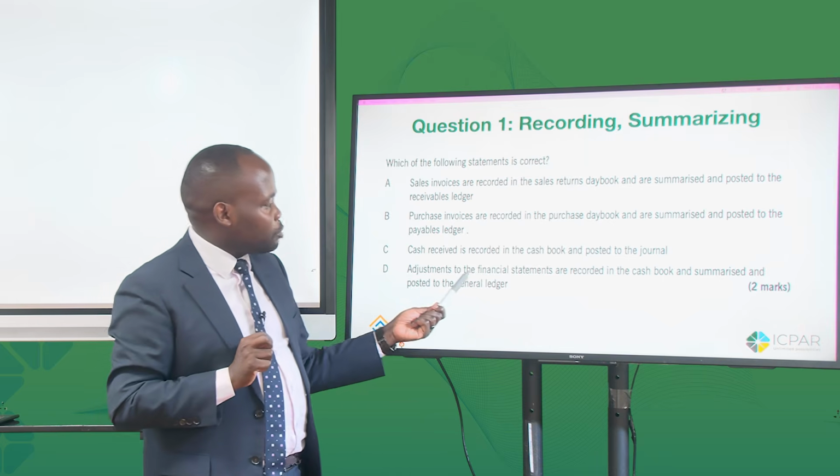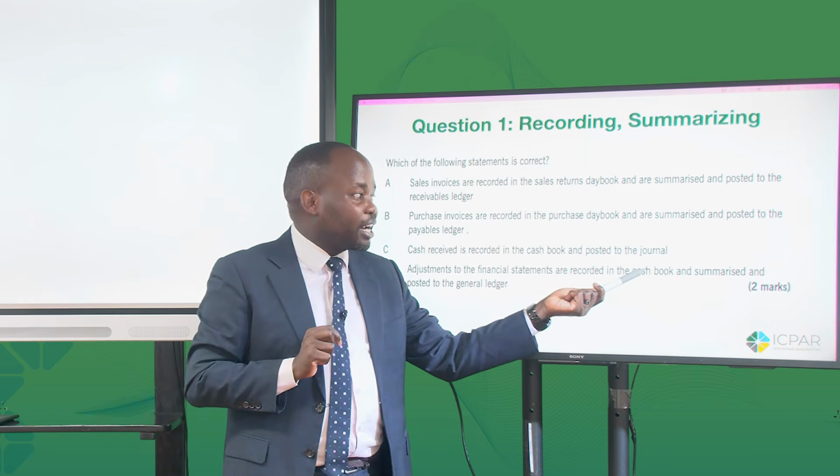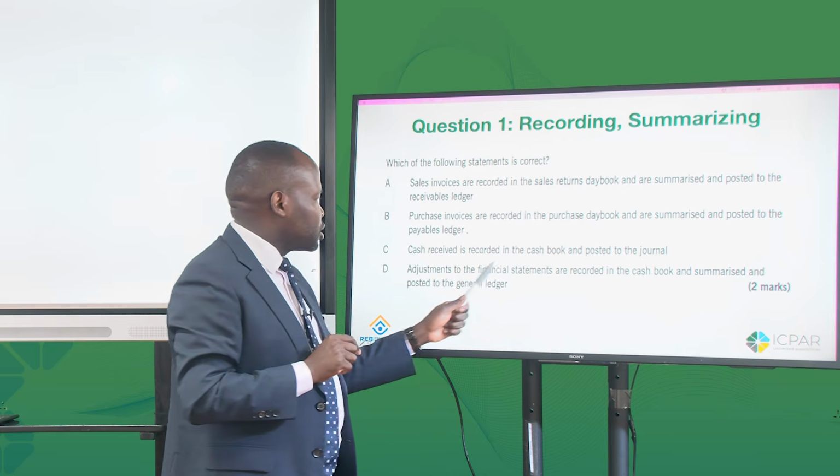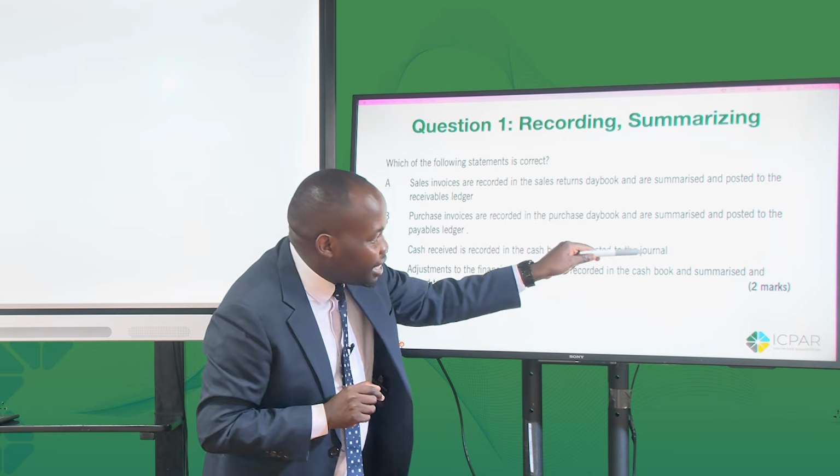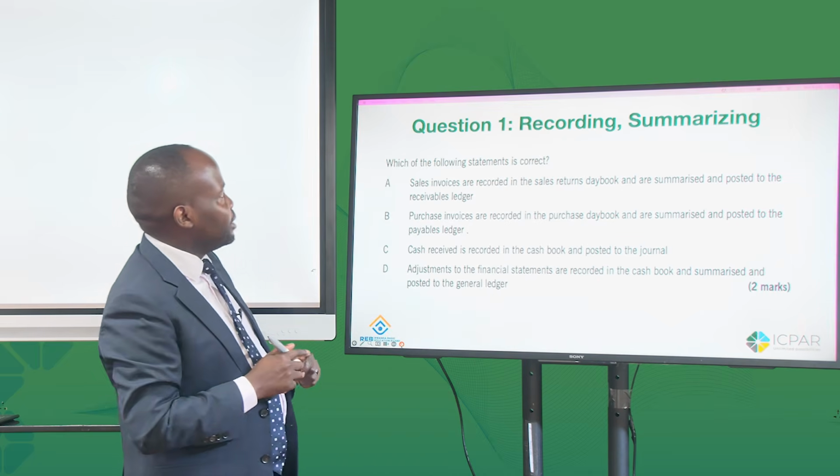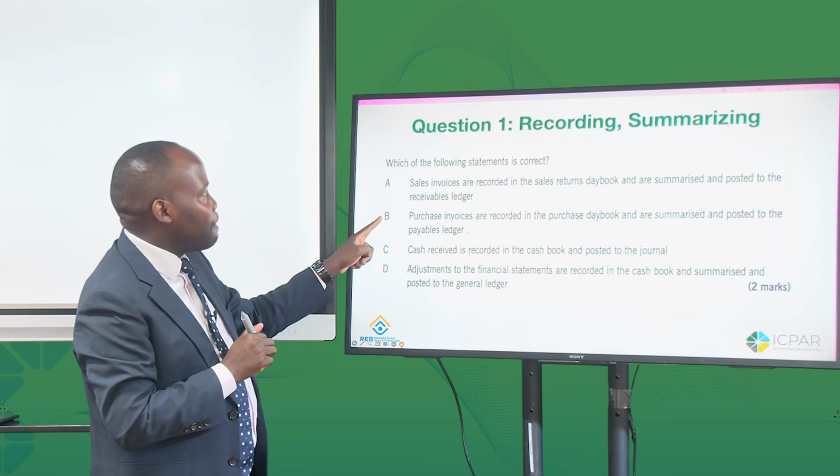And D, adjustments to financial statements are recorded in the cash book. That is not true. Adjustments to financial statements are recorded in journals. So the correct answer is B.